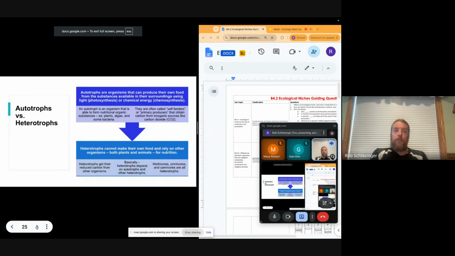Here's a nice overview of the differences between autotrophs and heterotrophs. I won't read this slide to you, but it is a nice summary. And I think this has come up in other units as well, like when we talked about cell respiration and photosynthesis.